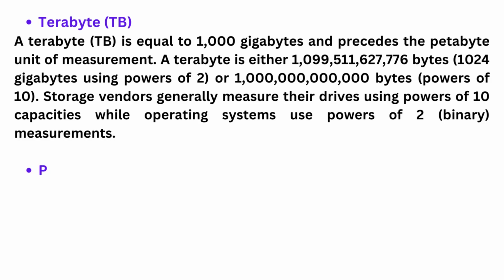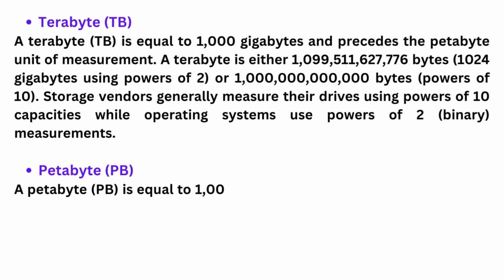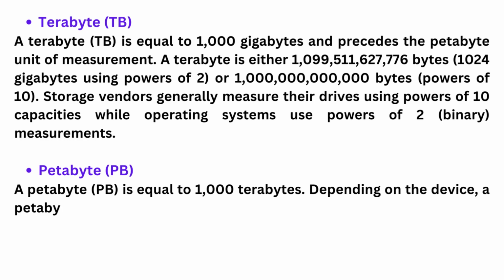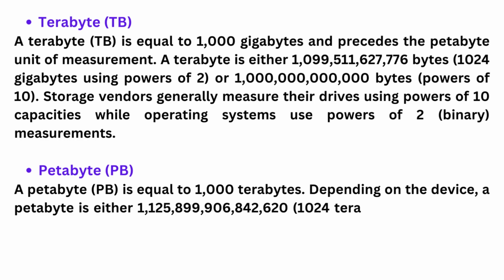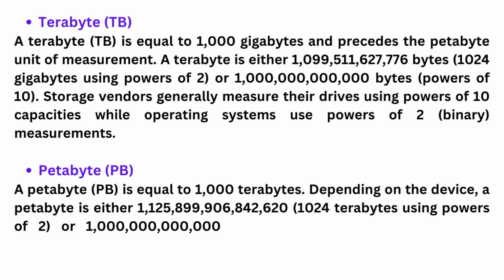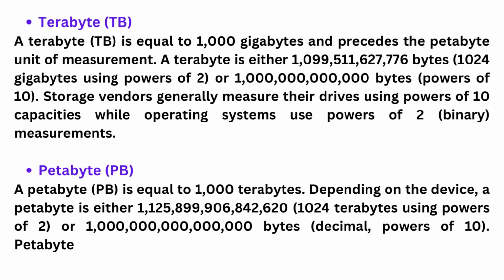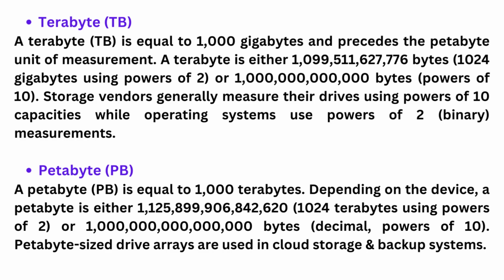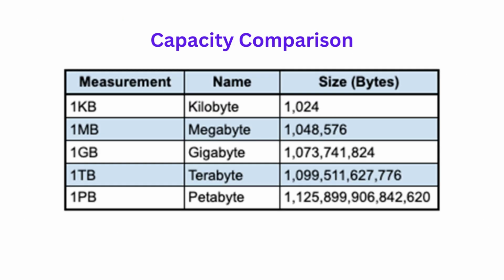Petabyte, PB. A petabyte is equal to 1000 terabytes. Depending on the device, a petabyte is either 1,125,899,906,842,624 bytes, 1024 terabytes using powers of 2, or 1,000,000,000,000,000 bytes, decimal, powers of 10. Petabyte-sized drive arrays are used in cloud storage and backup systems. Capacity comparison.